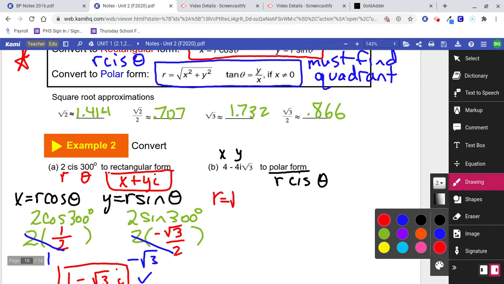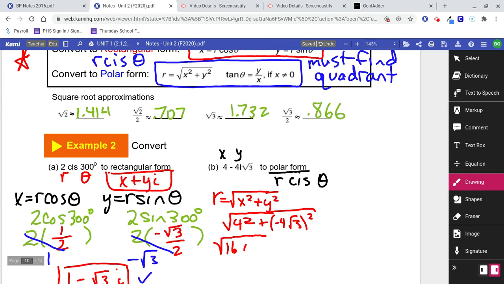r is the square root of x squared plus y squared. Be careful with this. So the x number was 4. That's easy enough. We'll have 4 squared plus the y number, though, which was negative 4 square root of 3. So we've got the square root of x squared plus y squared. So we do those squares.